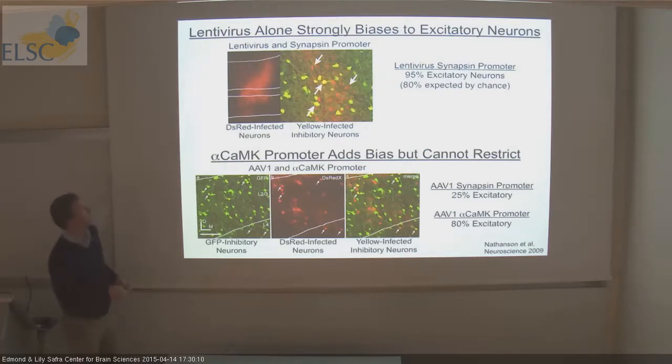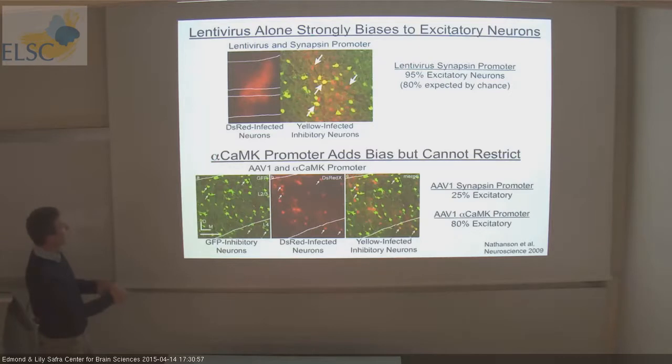Okay. So here, rather than using the alpha chemokinase promoter, we use a synapsin promoter, which expresses only in neurons, but is not specific for any particular cell type. And now we're using a virus that expresses GFP, lentivirus in this case, the same one as you saw in the previous slide. We're doing this in a mouse line where only inhibitory neurons express GFP, and that makes it very easy to quantify, using a virus that expresses a red fluorescent protein, what percentage are double labeled. And what you see is just the lentivirus with this promoter all by itself will give you 95% excitatory neurons. So you don't need any specific promoter to get a very strong bias of this virus, because 80% of the neurons are excitatory. We've gone all the way up to 95%.